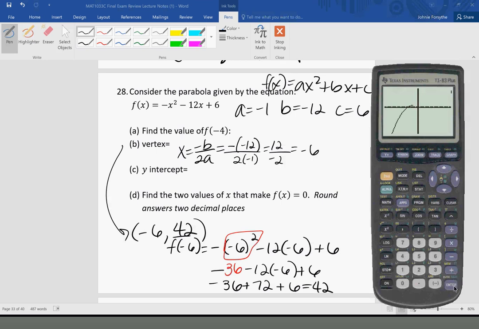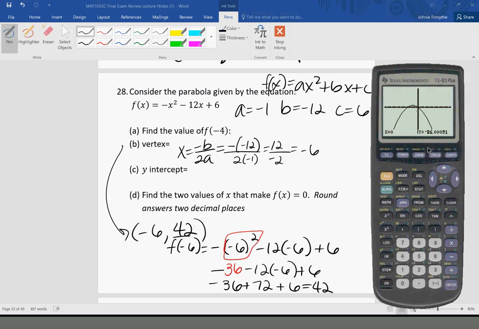Press enter. All right, so that's it there. Okay, so find the value, let's say the vertex. How could I get the vertex here? The vertex of this parabola that's facing down is going to be your maximum. So you can calculate a lot with this.